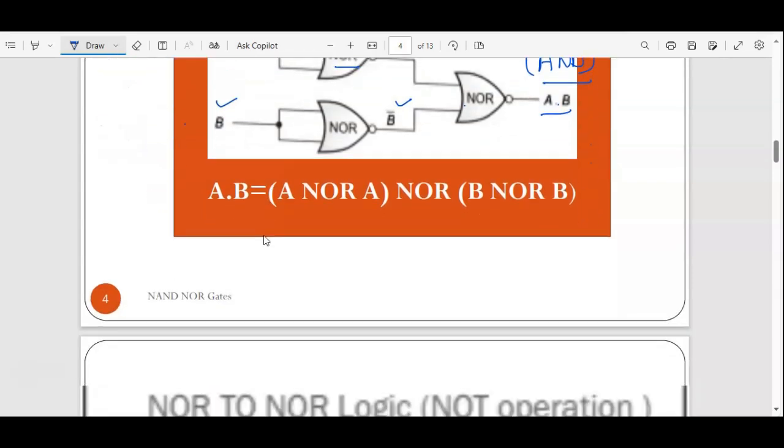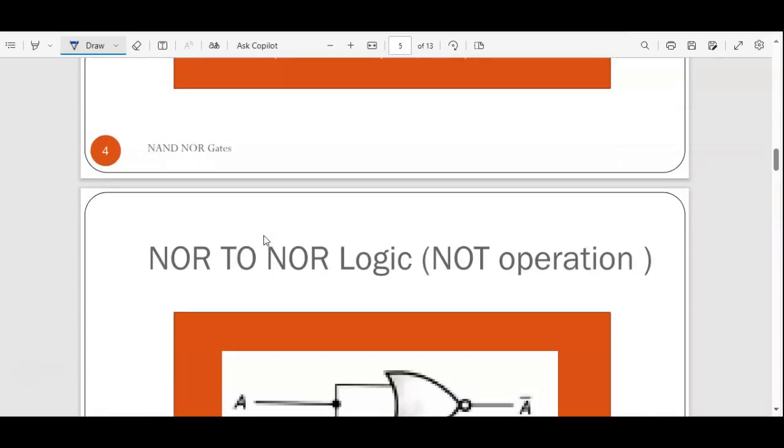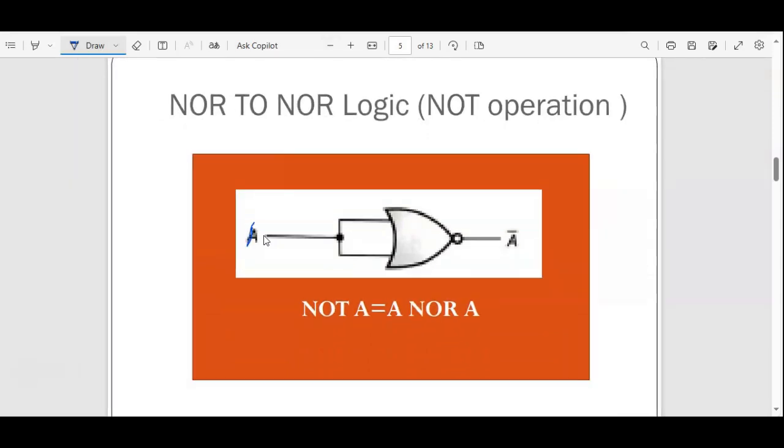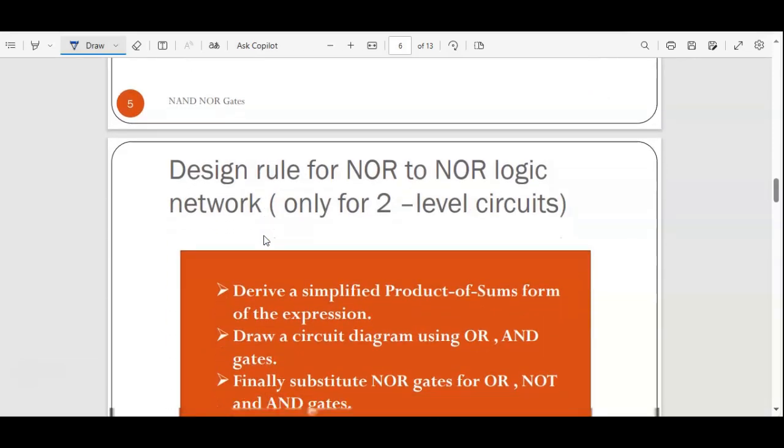Then the final one is the NOT operation. Please check the NOT operation properly. Just the input is there. You have the input A, and when it goes inside the NOR gate, it gives you the bar. So NOT of A is equal to A NOR A. You just have to put a NOR symbol here, a NOR gate in between. So these three are there.